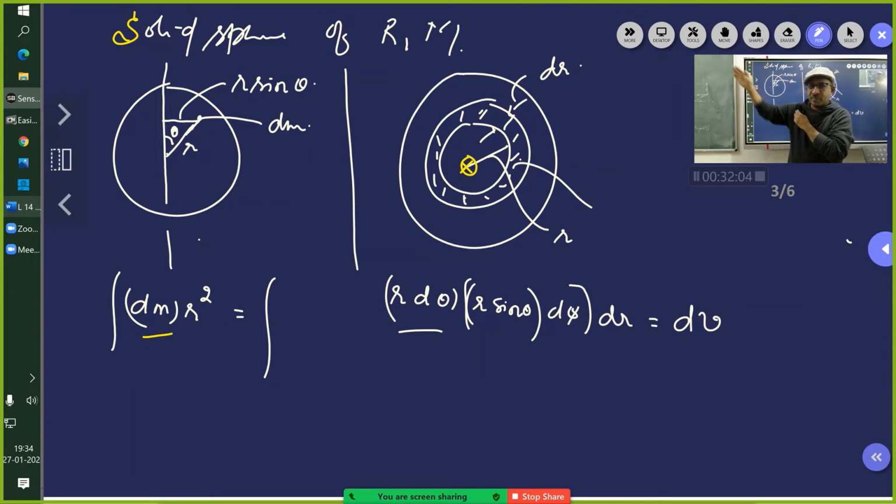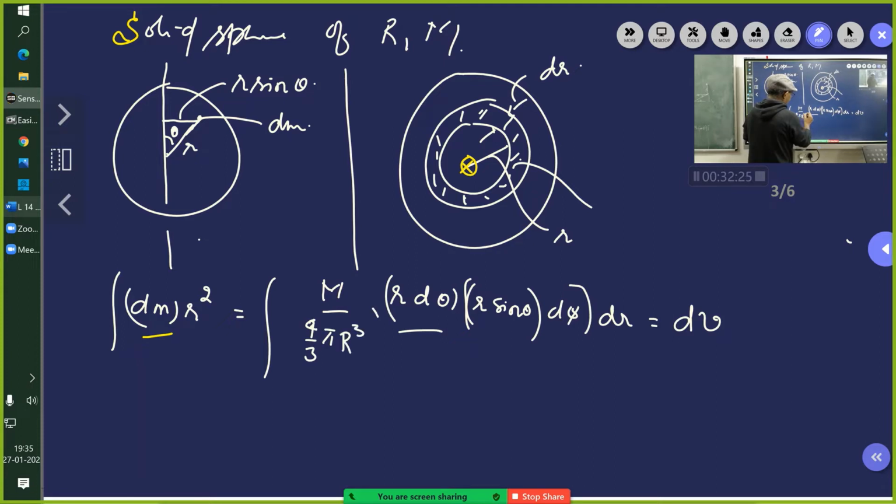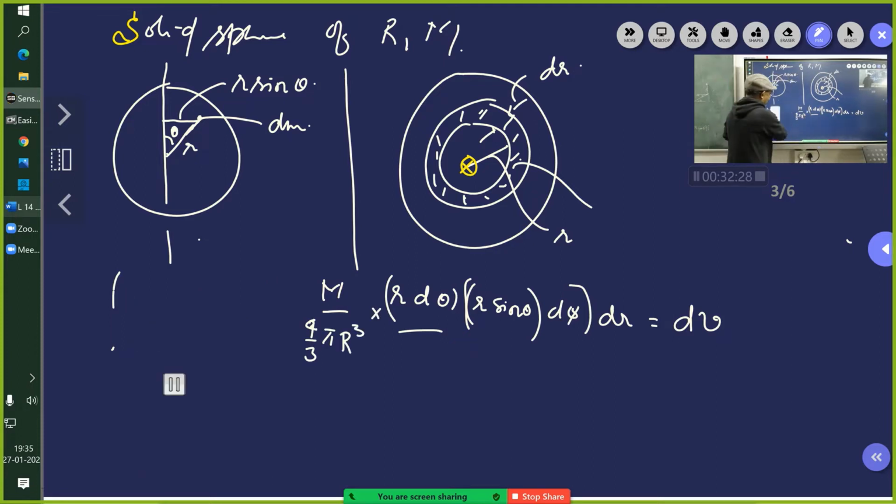Now I have to go like this. If I go through the thickness, I will take it as dr. So I multiply by dr, then I will get the incremental volume. Now if I multiply rho, which is M by 4/3 pi R cube, into this volume, this will give me dm. Clear? So now my integration will be dm into r square.